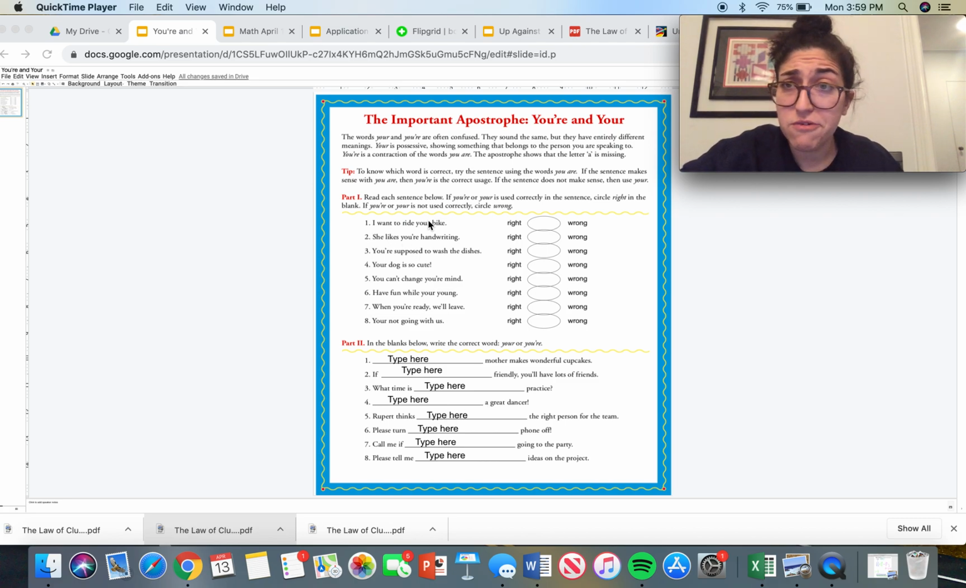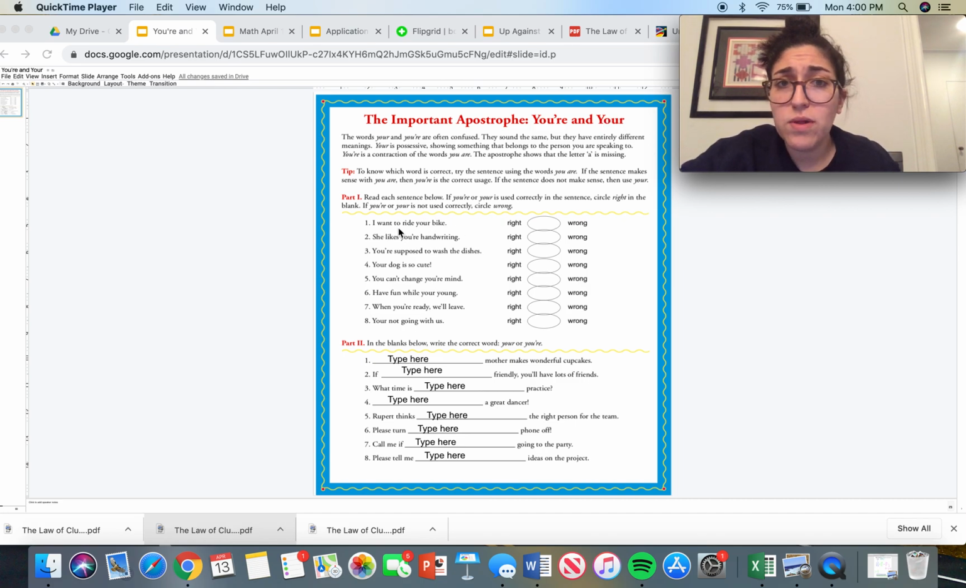So the first one I see here, it says, I want to ride your bike. So the your here is the kind that shows possession, because it's not short for you are.